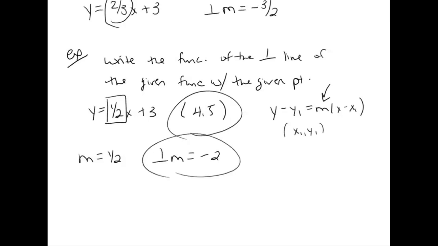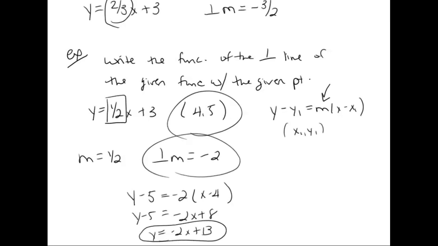So now I have my slope and my point, and I can plug in. y minus 5 equals -2 times (x minus 4). And we can solve. y minus 5 equals -2x plus 8. And y is going to equal -2x plus 13. All right. Not too bad.